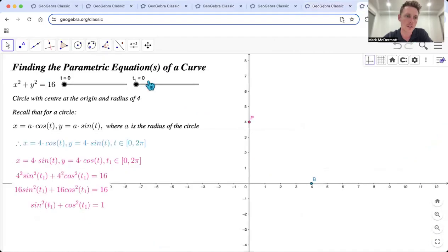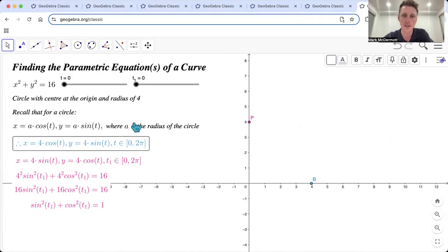All right, last one. Finding the parametric equation of a curve. Let's imagine we get given a Cartesian curve, such as this one, x squared plus y squared equals 16. We do need to know a little bit about what that is so that we can parameterize it. So we know that that's hopefully a circle with a center at the origin and a radius of 4. And recall that for a circle, x equals a cos t and y equals a sin t, where a is the radius of the circle. So we could say that x equals 4 cos t and y equals 4 sin t for t between 0 and 2 pi.